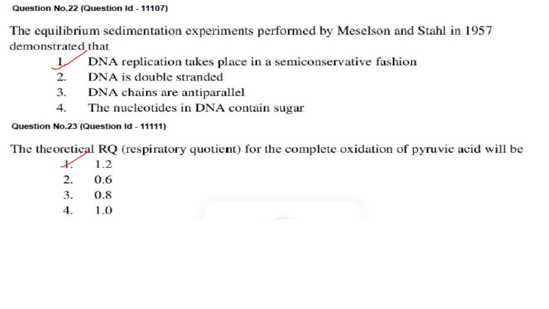Then the next one. Theoretical RQ, respiratory quotient, for the complete oxidation of pyruvic acid will be. So respiratory quotient is the ratio of carbon dioxide produced to oxygen consumed. When pyruvate is cycled through the TCA cycle, it produces 3 molecules of carbon dioxide and consumes 2.5 oxygen molecules. So respiratory quotient will be carbon dioxide produced, that is 3, divided by oxygen consumed, that is 2.5, and it will give you 1.2 as the answer. Answer is option 1.